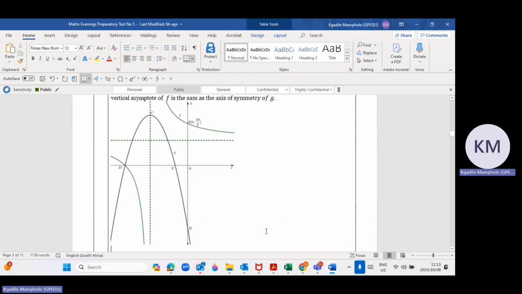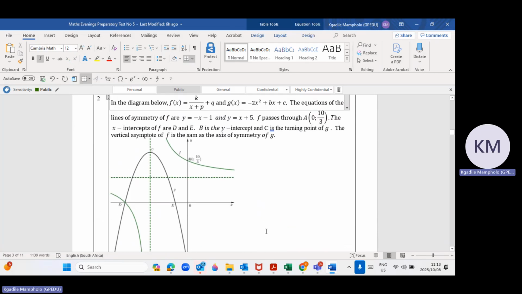Now, we go to question 2. As we did in the first one, you read the statement. In the diagram, f of x is equal to k over x plus p plus q, and g of x is equal to minus 2x squared plus bx plus c. And then the equations of the lines of symmetry of f are y equals negative x minus 1 and y equals x plus 5. f passes through A with the coordinates 0 and 10 over 3.